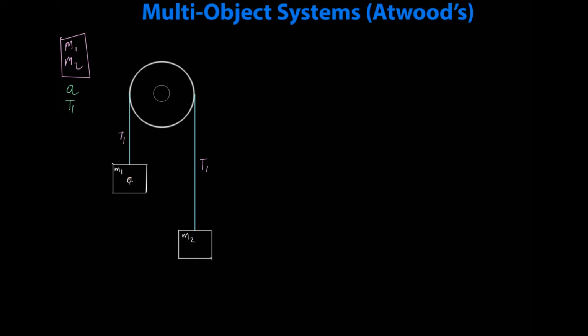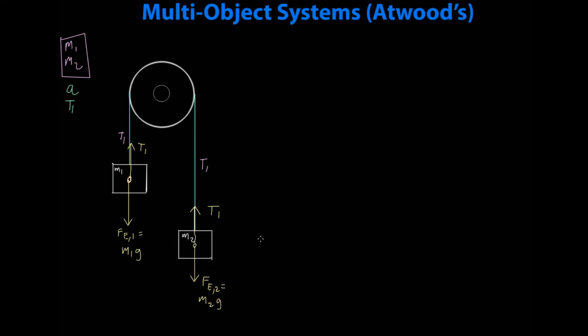diagram. So this is force Earth on mass 1, which is M1G. I have a force upward, which is tension 1. I have a force on mass 2, force Earth on mass 2, which is M2G. And upward, I have tension 1.